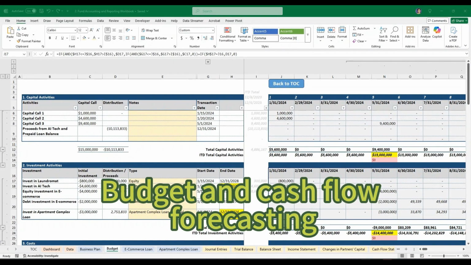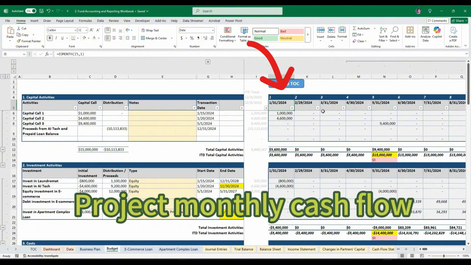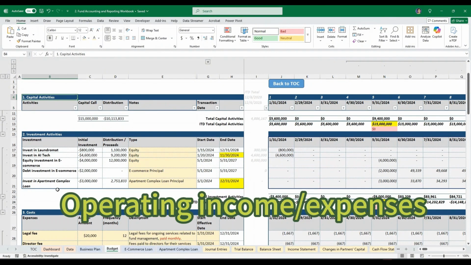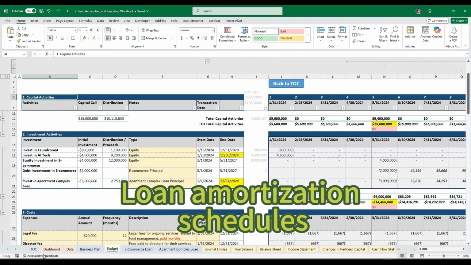Budget and cash flow forecasting. Project monthly cash flow, incorporating capital activities, operating income, expenses, fees, and loan amortization schedules.